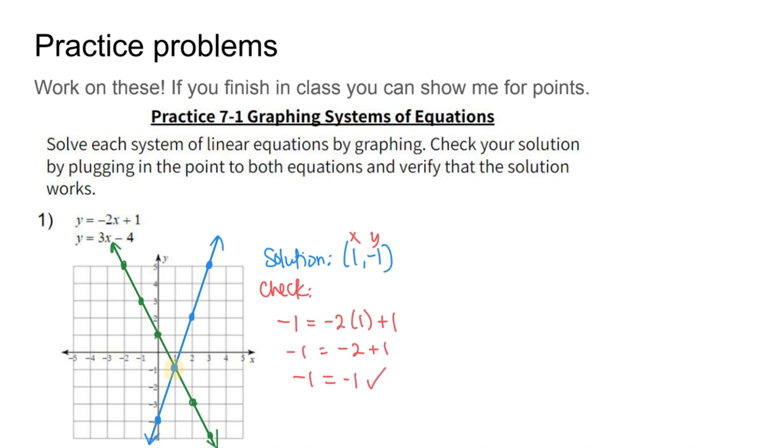So it's good for the first equation. Now we're going to check the second equation. We have negative 1 equals 3 times 1 minus 4. So I have negative 1 equals 3 minus 4, and 3 minus 4 is negative 1. So it works in the second equation. That's how we know that this is the correct solution.